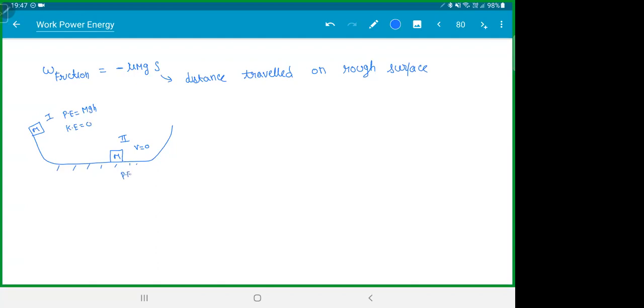State 2, potential energy, 0. Kinetic energy, 0. You lost all the energy. So who is eating away all the energy? Friction. You can directly say that and finish it off. So that means all the potential energy is eaten by friction. But okay, let's do it in a more formal way.